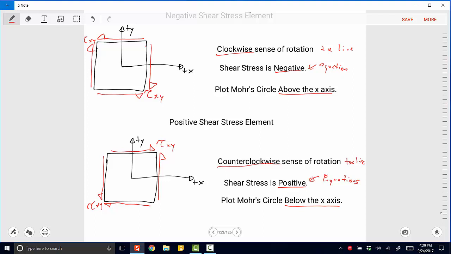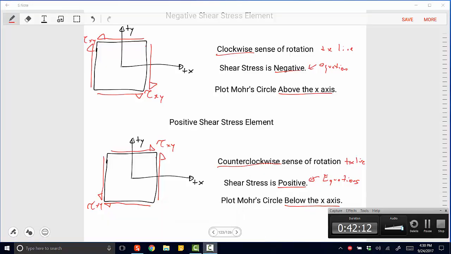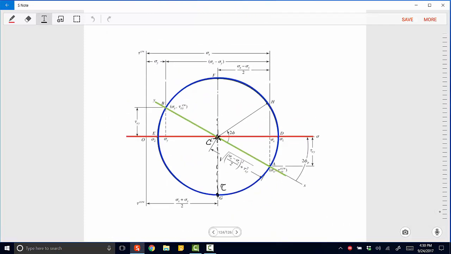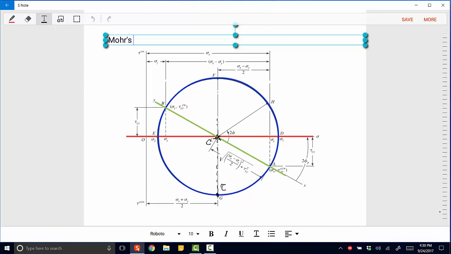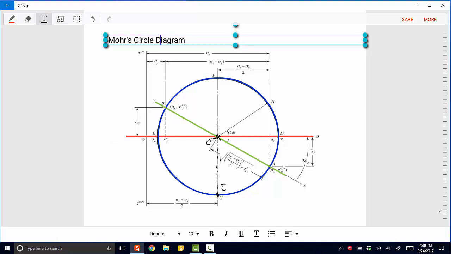So now let's go ahead and look at Mohr's circle. And again, we're remembering all of the hard work that we did in mechanics of materials, and simply reapplying that here, right? Looks like our notes have frozen.